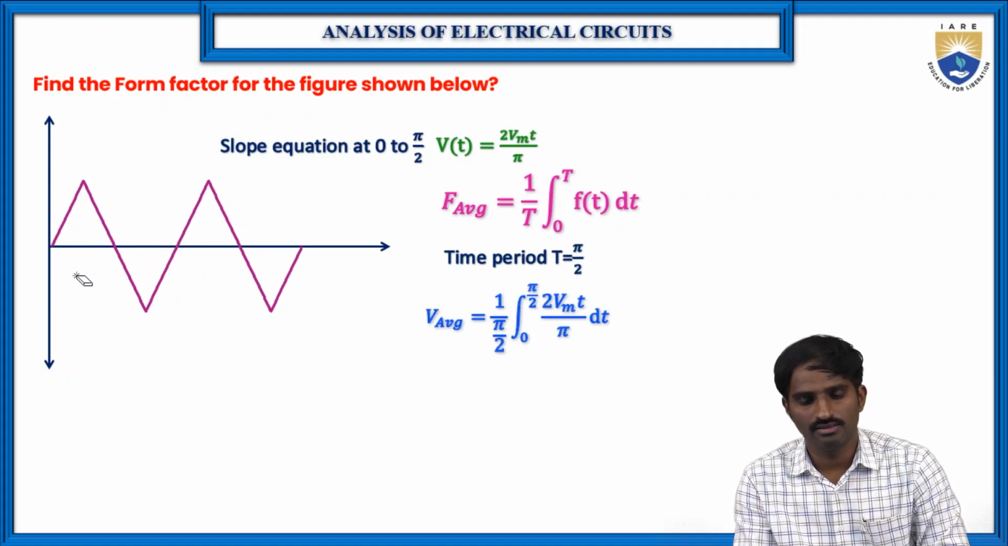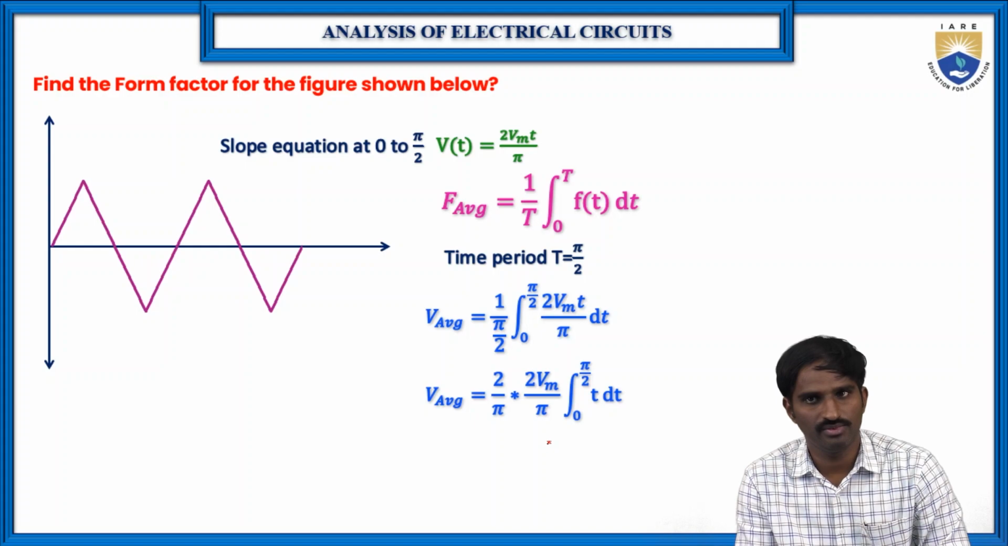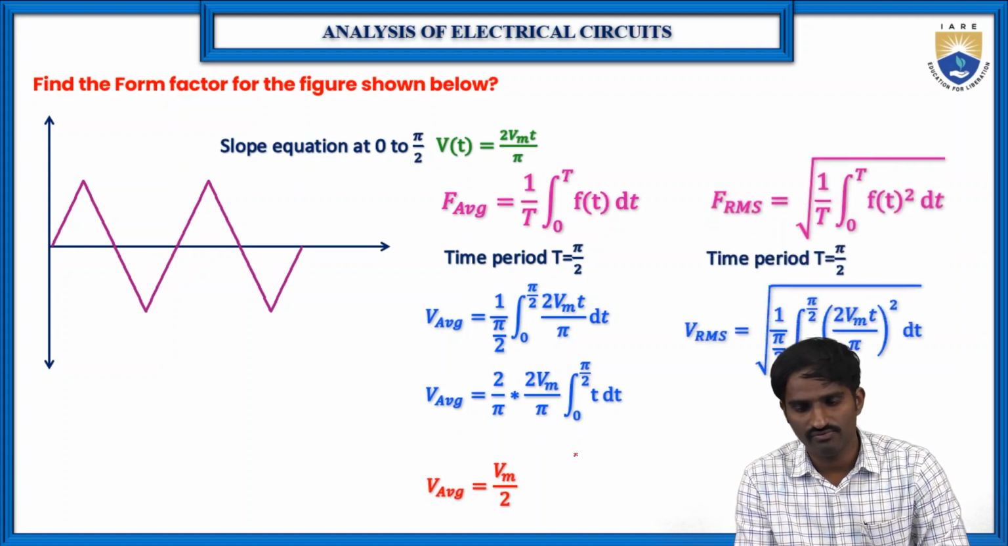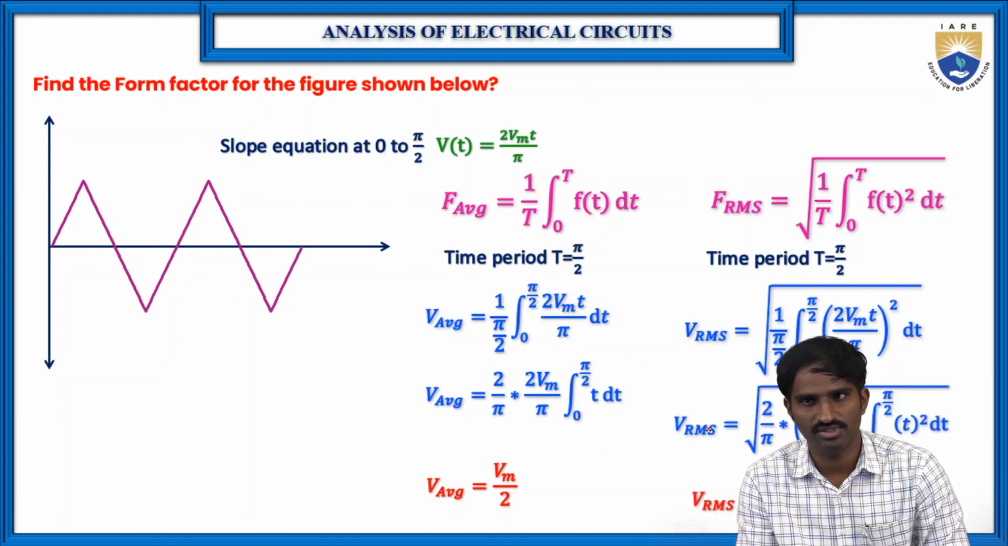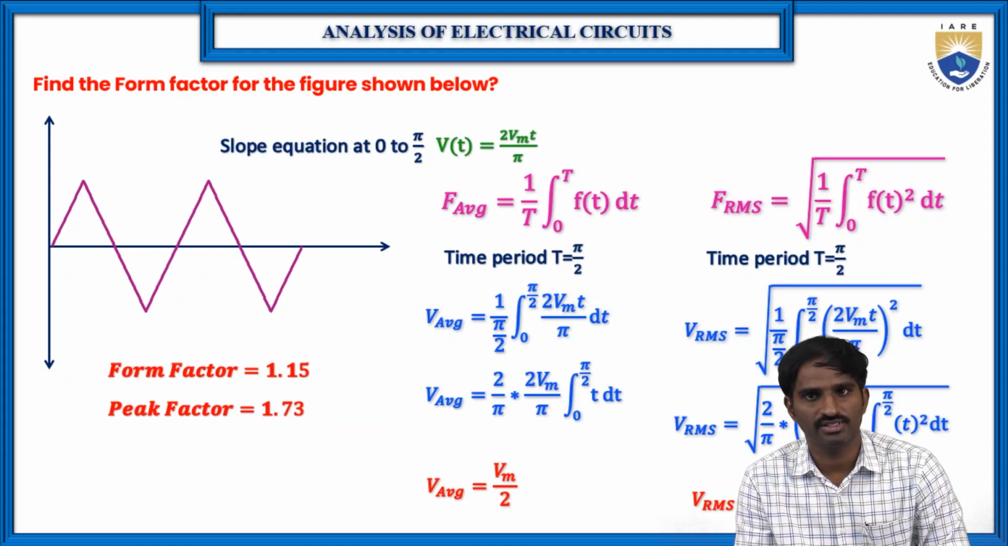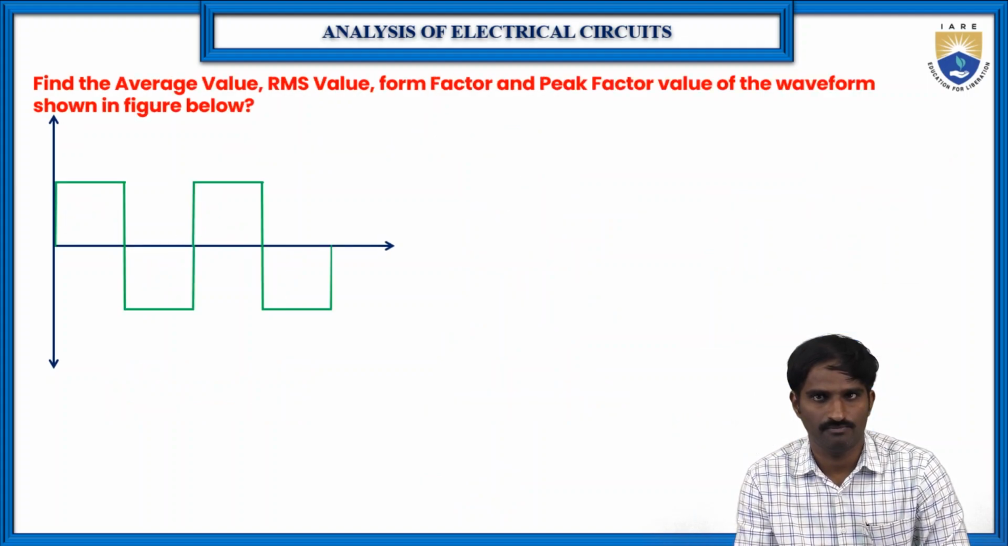Then V average is equal to 1 by pi by 2 into the integral from 0 to pi by 2 of 2 Vm t by pi. If you substitute and simplify this, you will get V average equal to Vm by 2. Similarly, you can find Vrms, and you will get Vrms equal to Vm by root 3. Then you can find the form factor and peak factor: the form factor is equal to 1.15 and the peak factor is equal to 1.73.